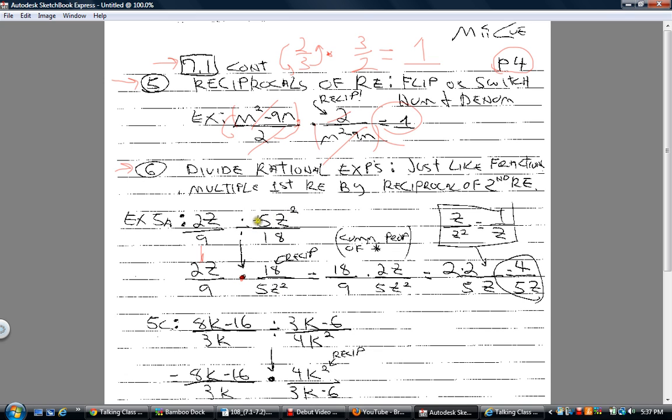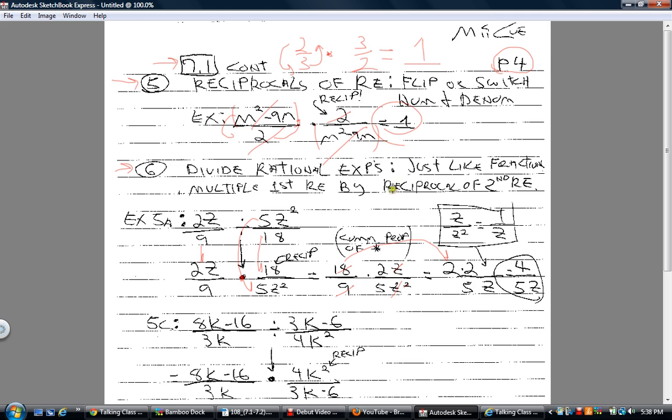So 5z squared goes from the top to the bottom, and the denominator goes from the bottom up to the top. I flipped them, that's the reciprocal. Now what do you have when you do that? I see 18 divided by 9, and that's a 2. And I have 2z squared left over 5z squared, and z over z cancel out, leaving you a z. Excuse me, I did that wrong. Z divided by z squared is equal to 1 over z.